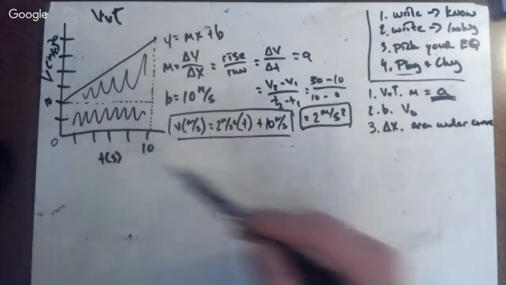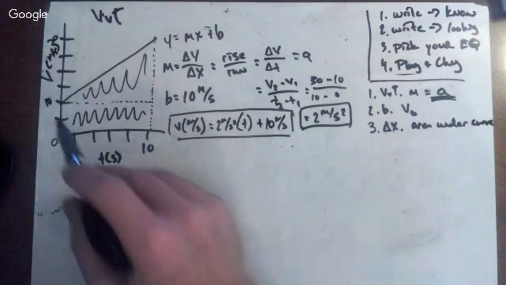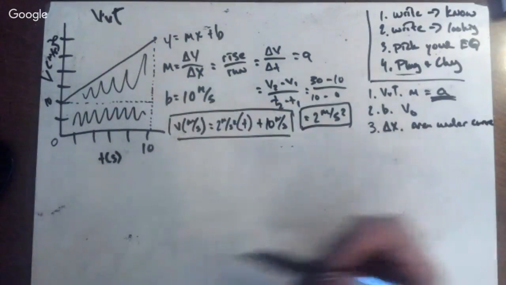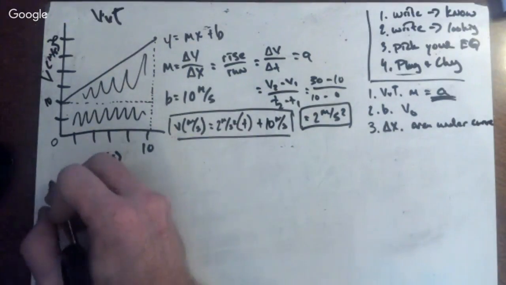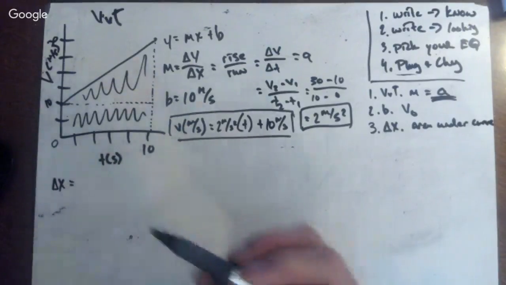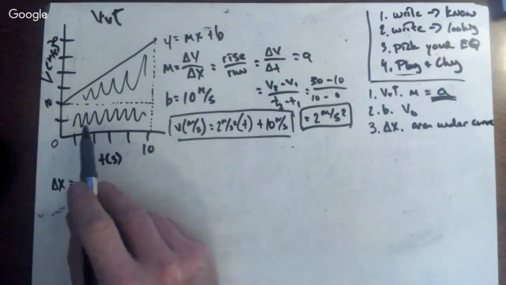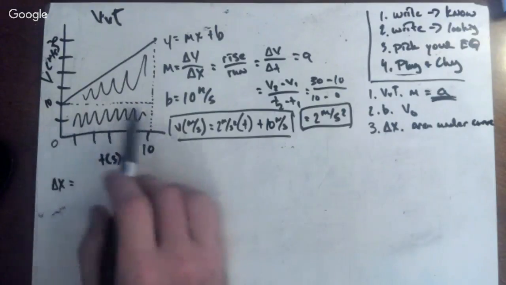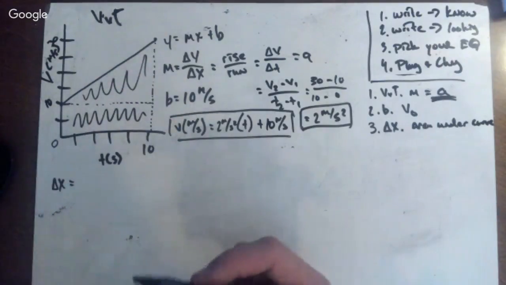So you see that I've drawn two shapes on my graph here. One's a rectangle and one's a triangle. So what we're going to do is calculate our change in x by figuring out the area of this rectangle plus the area of the triangle.